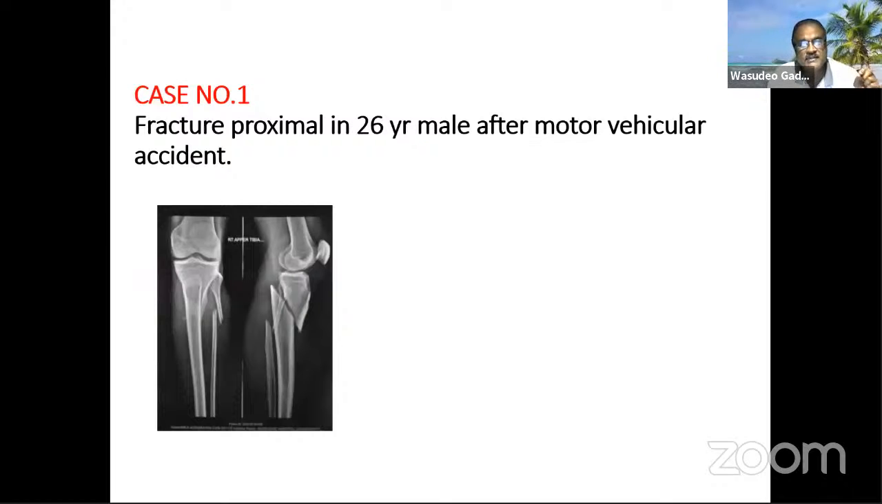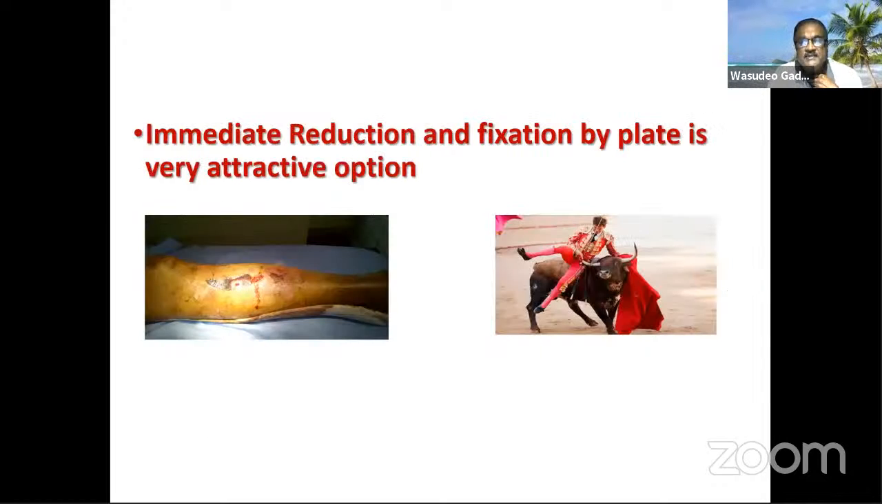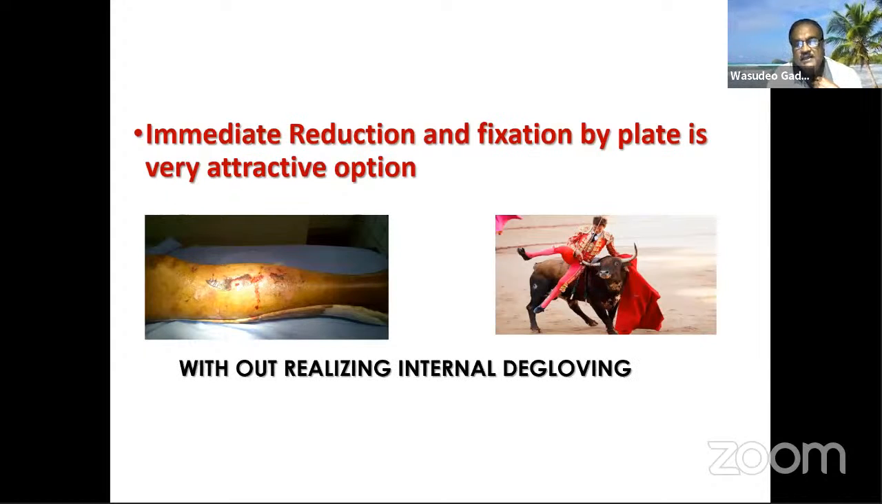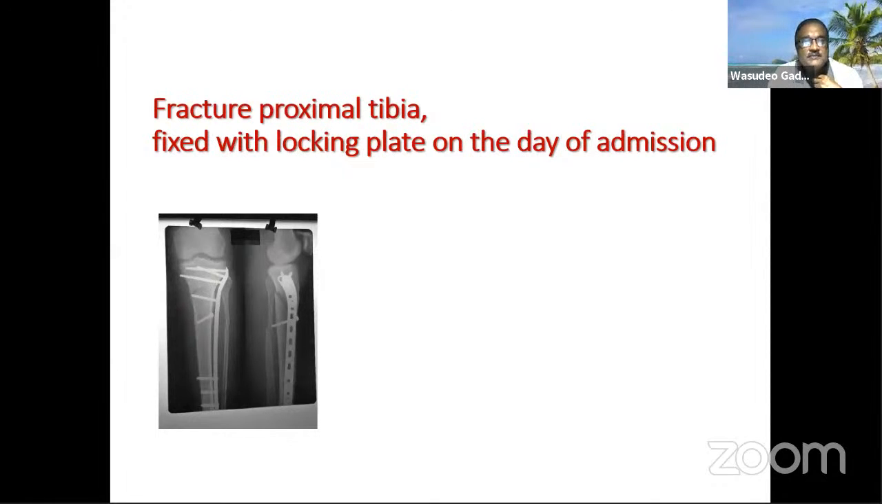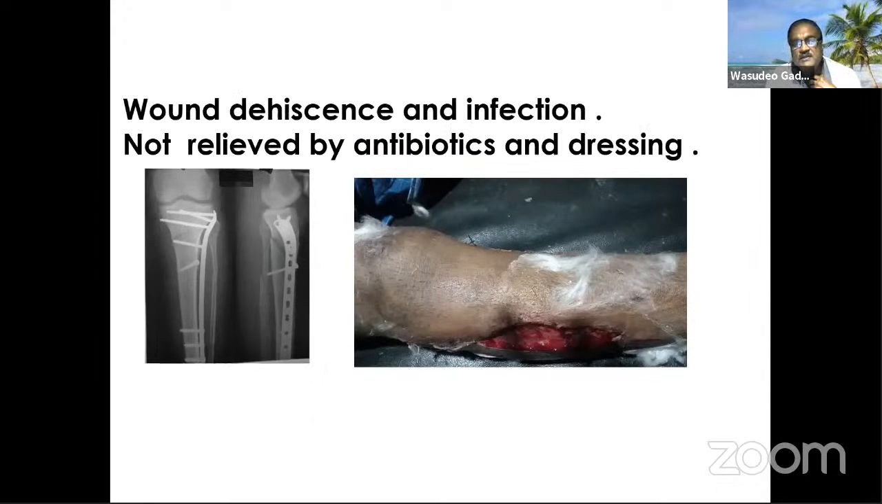A simple example: a 26-year-old male after a motor vehicle accident with compromised soft tissue, a punctured wound at the scene over the tibia, and gross swelling. Immediate reduction and fixation by plate is a very attractive option without realizing that there is internal glowing. This was fixed by locking plate on the day of admission, reasonably good fixation, but you can see after a wound adhesion and infection, not relieved by antibiotic and dressing.